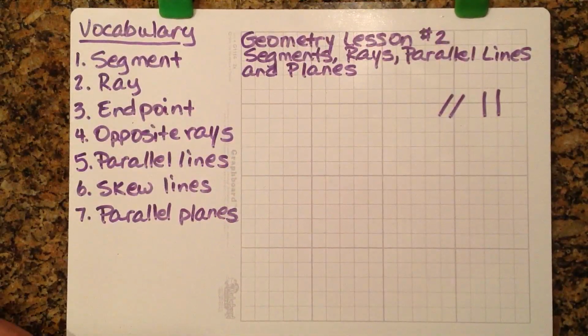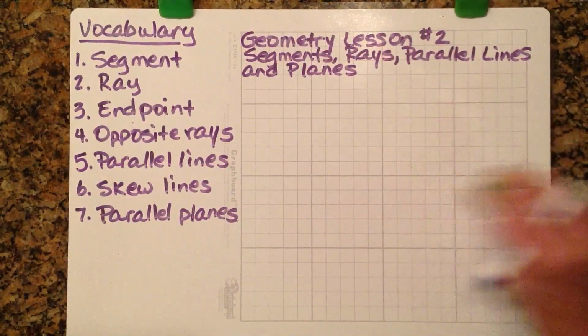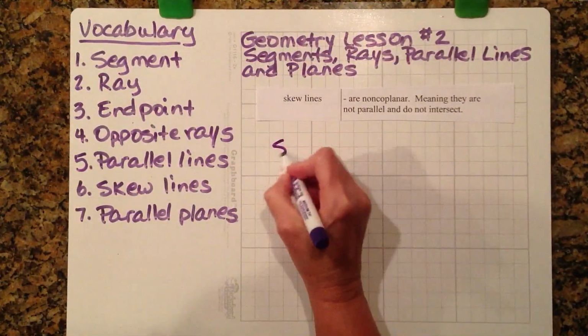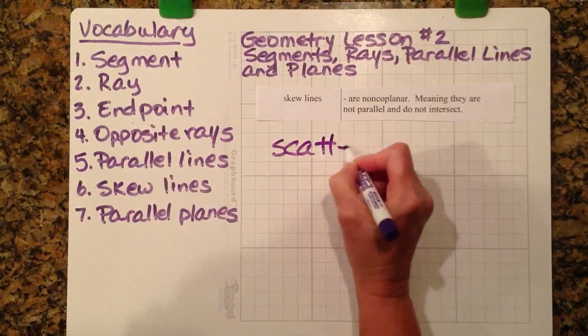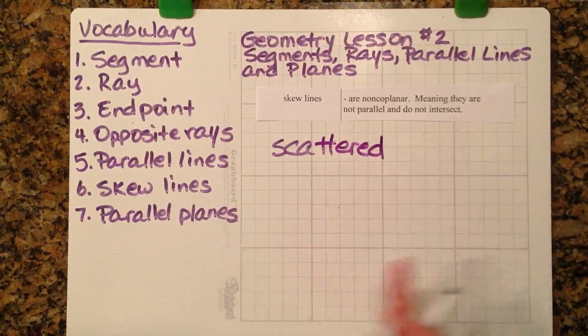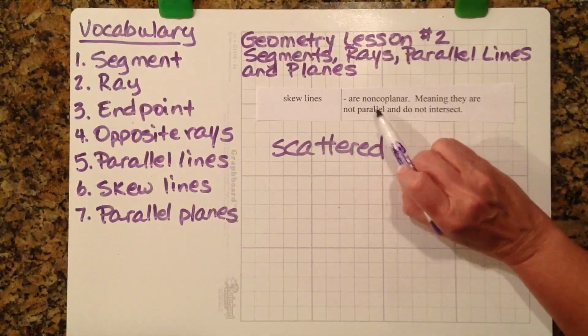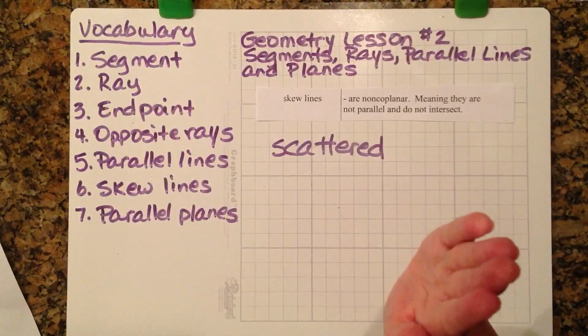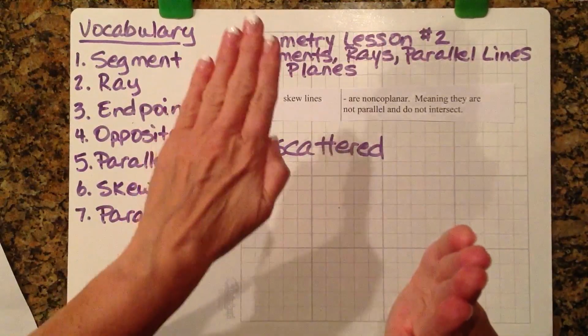Next one, skew lines. When I think of skew lines, I think of scattered. They're all over the place. You got one going this way, you got one going that way. They are non-coplanar. Non-coplanar means not in the same plane, meaning they are not parallel and they do not intersect. So when I think of skew lines, I think of one line going up and down, possibly, and one line going backwards and forwards.